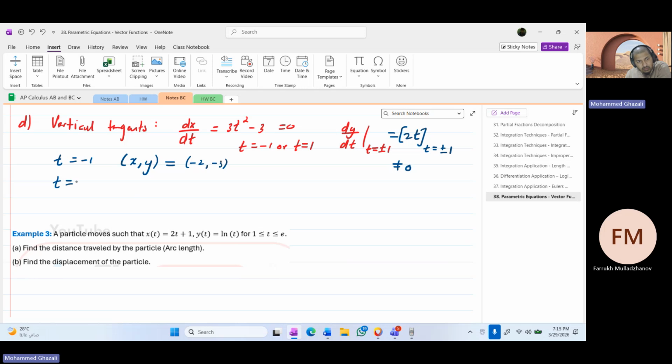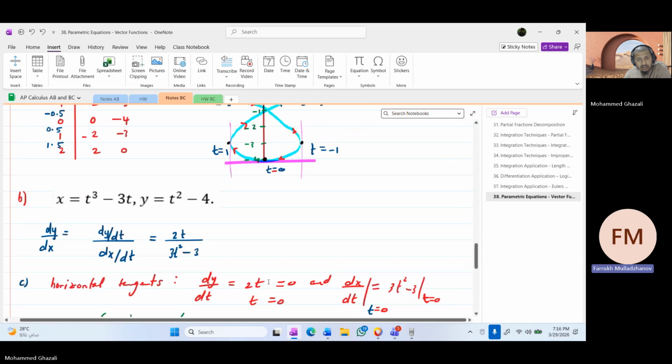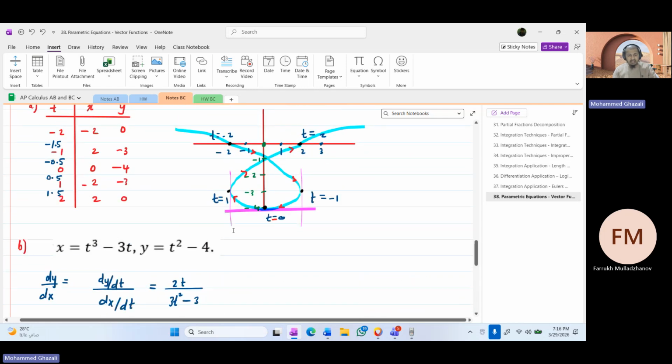And when t is equal to 1, my x and y coordinates are 2 and negative 3. Are we good? Does that make sense? Yeah, it makes sense. Sorry. Yeah, you can see that's why I sketched the graph for you first. I didn't go straight into calculus. So you can clearly see, you can verify from the graph that it actually works.